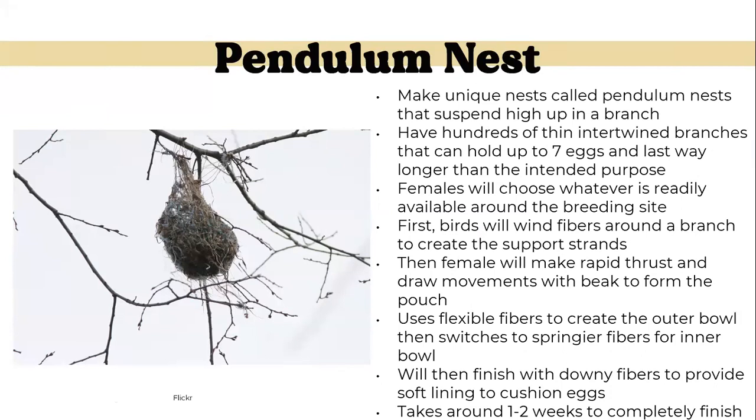They usually hold about 7 nests. And they're lined with downy feathers so that the eggs are nice and cushioned and they don't fall out. But the female will choose whatever is around her habitat. So this could be grasses. This could be, I was seeing some photos that had fishing line.